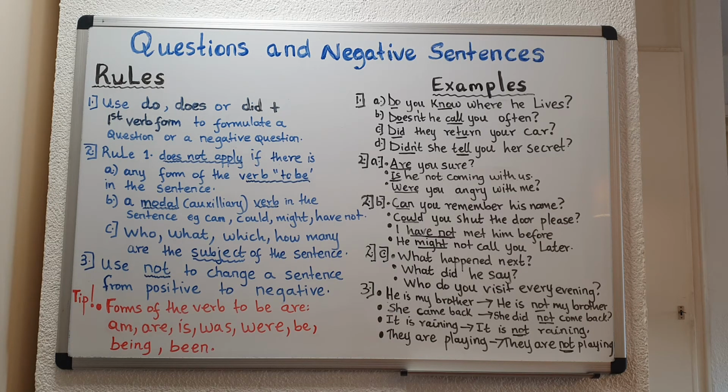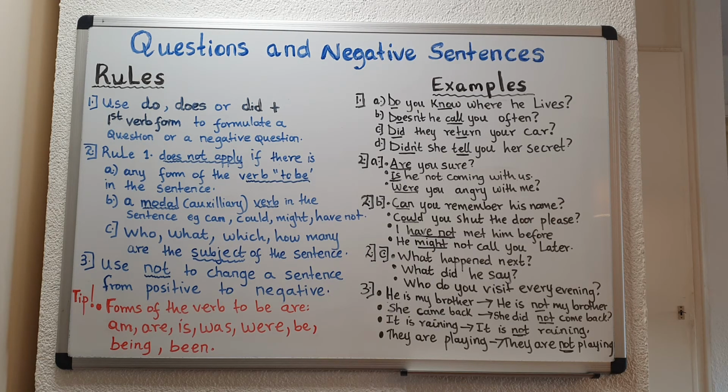And the questions at the top, can you remember his name? Change that question into a negative question, then it would be, can you not remember his name? The next one, could you shut the door, please? If I was to change that question into a negative question, then I would say, could you not shut the door, please? Okay? Now, let us move on to rule number 2c.